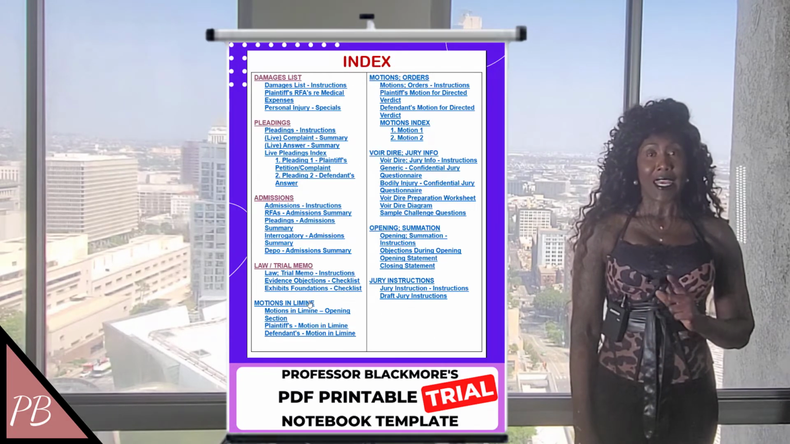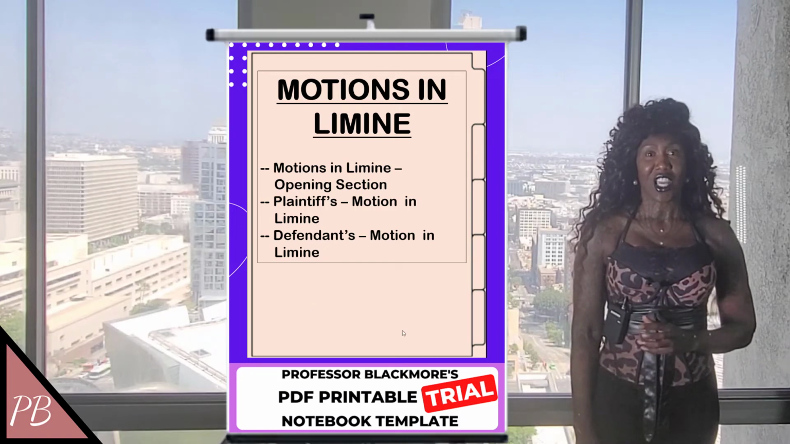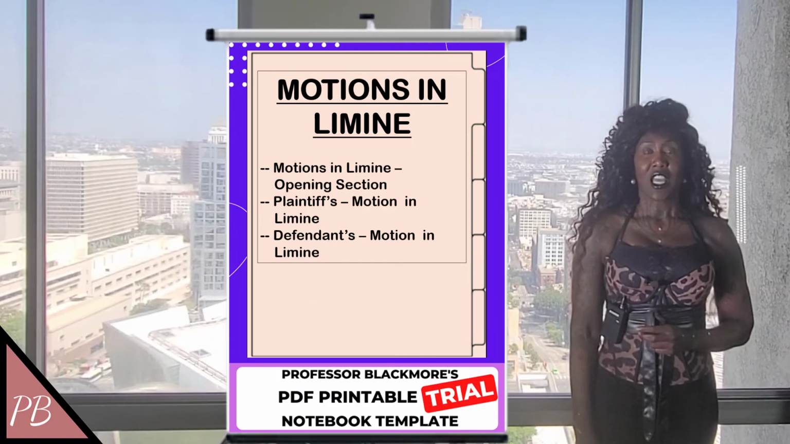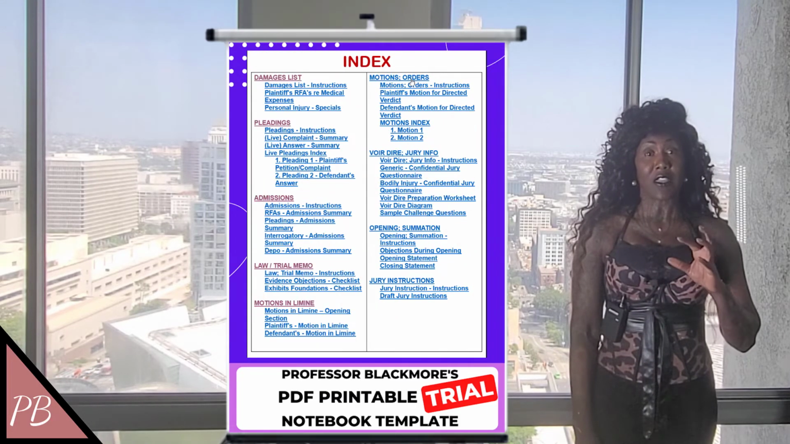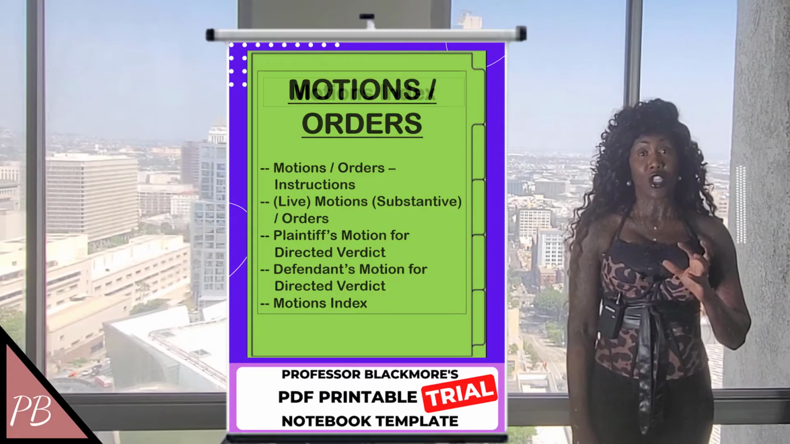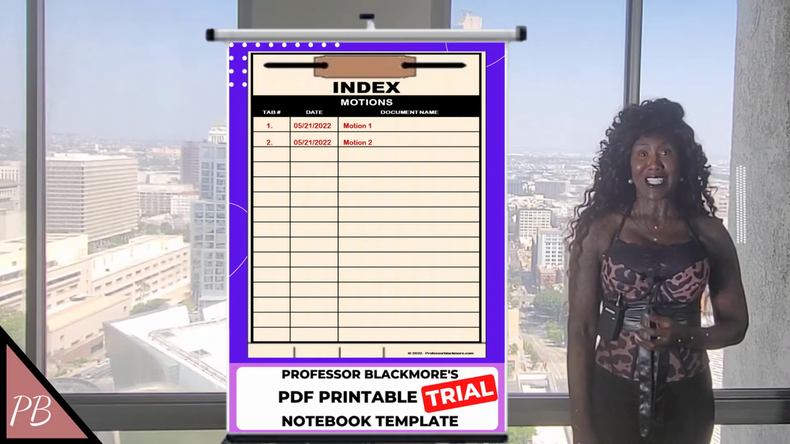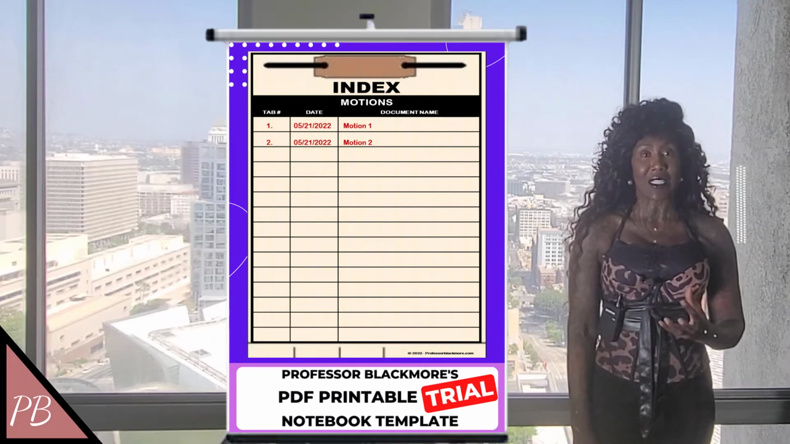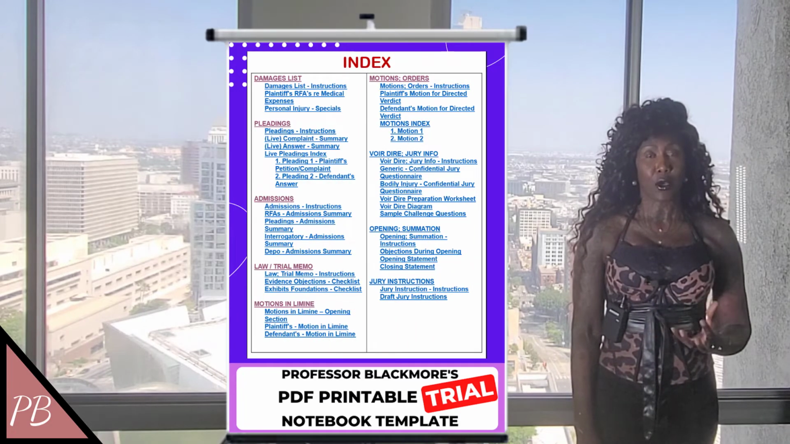Now, the next section is the motions in limine section. And here are some of the things that you'll find in the motions in limine section of the notebook template. And then the next section is going to be the motions in order section. And here are some of the things you'll find in this section, including a place to include any dispositive or substantive live motions and orders entered in the case.